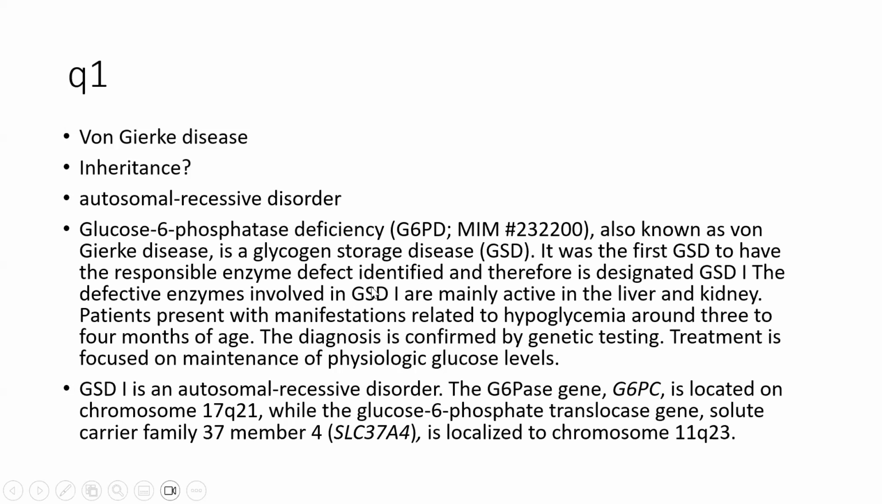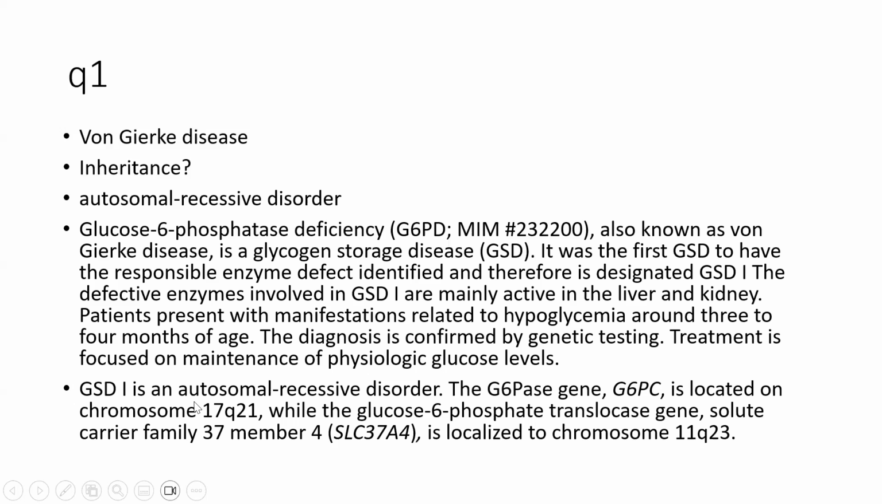I remember that this was also asked in one of the previous exams, for the organs on which it is acting: liver and the kidney. Patients present with manifestations related to hypoglycemia. It can manifest as early as 3 to 4 months of age. Diagnosis is confirmed by genetic testing. Treatment is focused on maintaining physiological glucose level. And again, I am repeating, it's an autosomal recessive disorder.